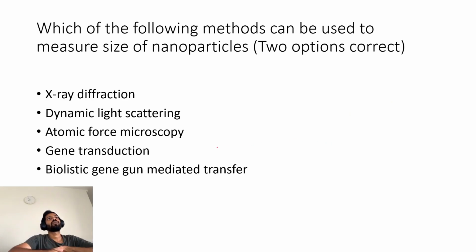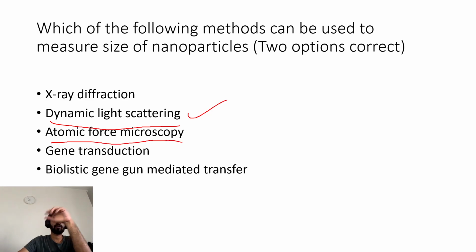What methods can be used to measure the size of nanoparticles? So we know one, right? Last week we looked at dynamic light scattering. So we know for sure that will help us measure the size of the nanoparticles. The other one that can help us is atomic force microscopy, although not directly helpful.